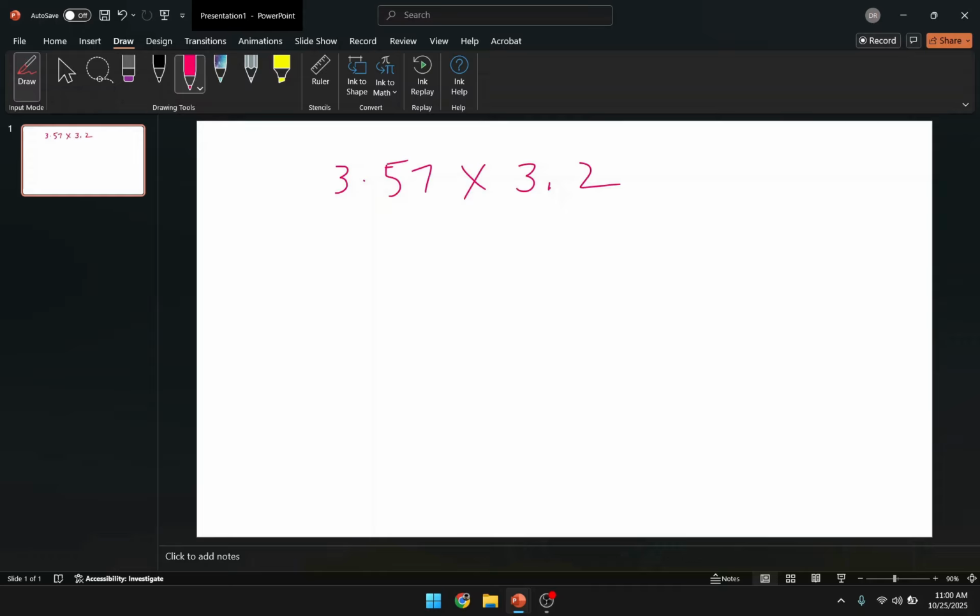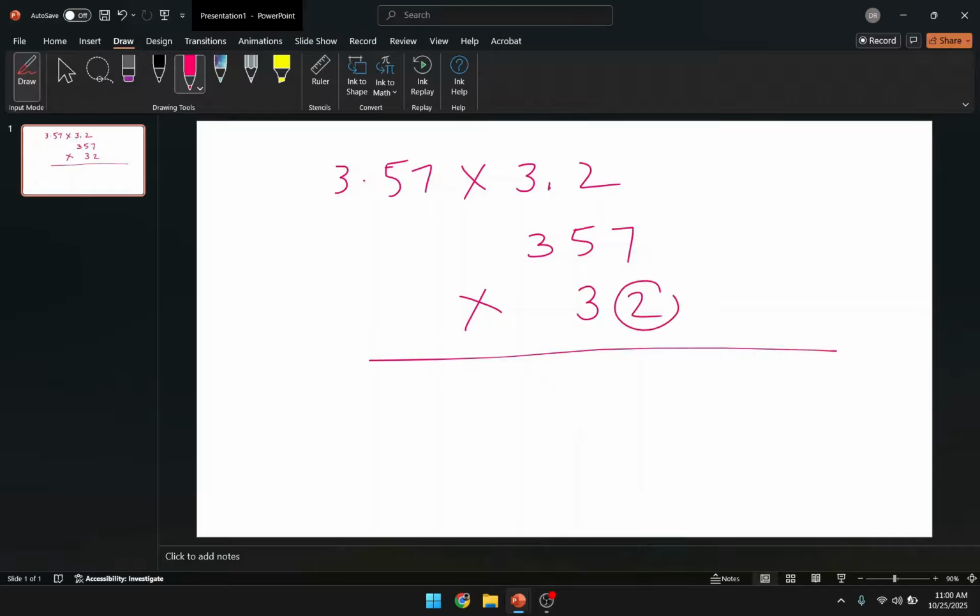So 3.57, I'm writing it as 357. I'm ignoring the decimals. Times 3.2, I'm writing it as 32. Where should I write? Align them properly. Now let's start with these digits.